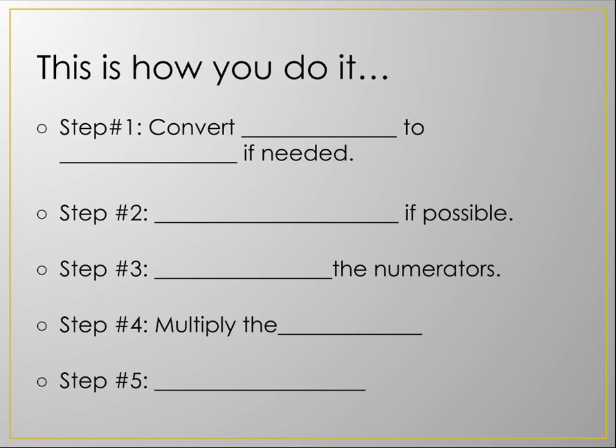So here are the steps. First thing that we do is we will convert all mixed numbers to improper fractions. You want to make sure that you convert those mixed numbers because when you're multiplying fractions, you cannot have that whole number in the way. It's got to be an improper fraction. Step number 2, we will cross cancel if it is possible. It's not always possible. Then we're going to multiply the numerators.